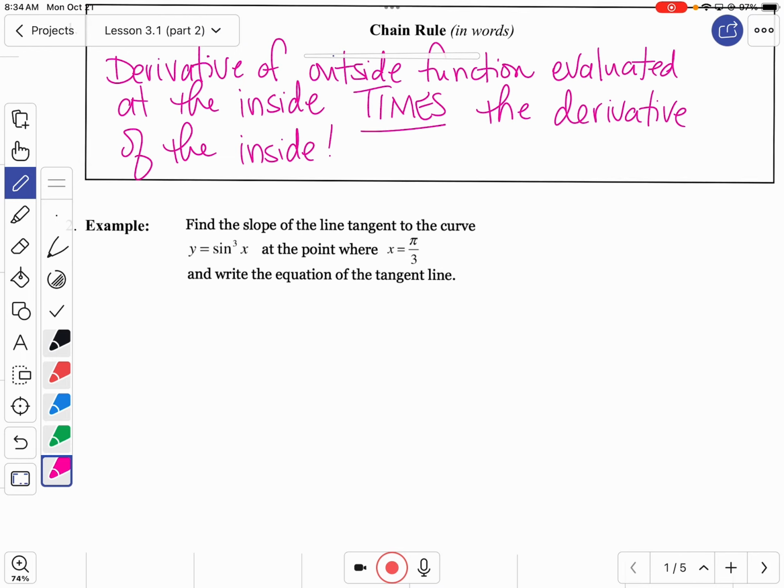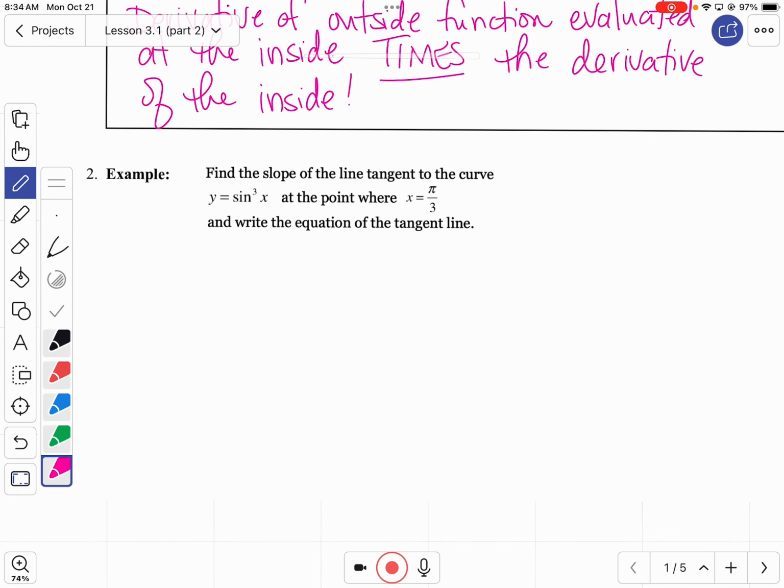So let's take a look at some examples, okay? So I'm going to play a little bit, and then we're going to write it. We're going to do all the things. So take a look at this one. It says to find the slope of the line tangent to the curve y equals sine cubed at the point where x equals pi over 3, and write the equation of the tangent line.